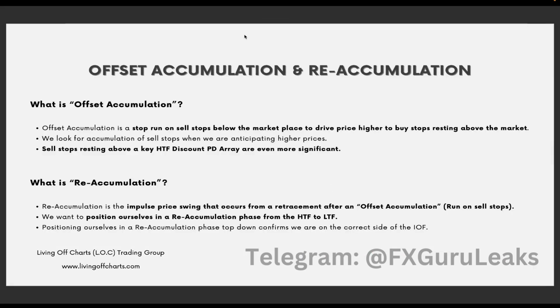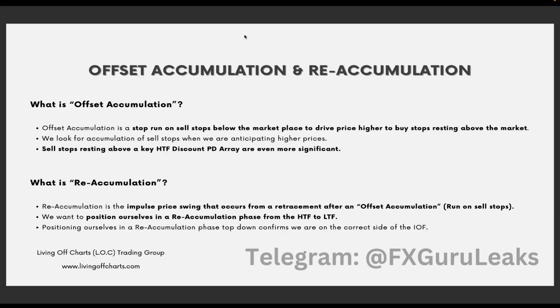All right, so the foundation and the basis of this video is going to be offset accumulation and reaccumulation if bullish. So what is offset accumulation? Offset accumulation is a stop run on sell stops below the marketplace to drive price higher to buy stops resting above the marketplace. We look for accumulation of sell stops when we are anticipating higher prices. Sell stops resting above a key higher time frame discount PDRA are even more significant. What is reaccumulation? Reaccumulation is the impulse price swing that occurs from a retracement after an offset accumulation, which is a run on sell stops.